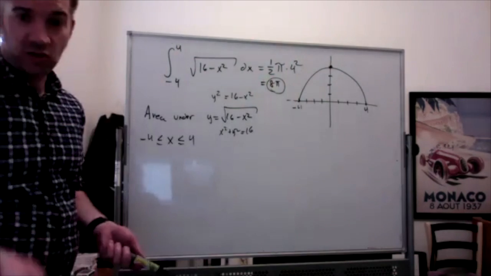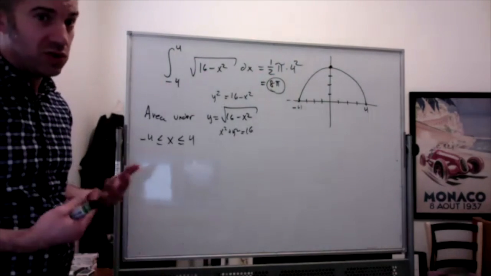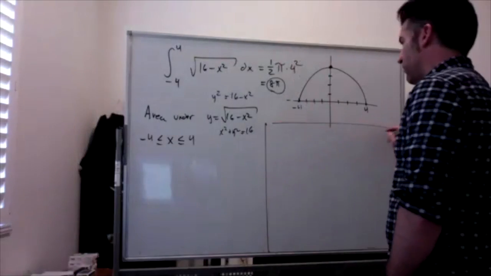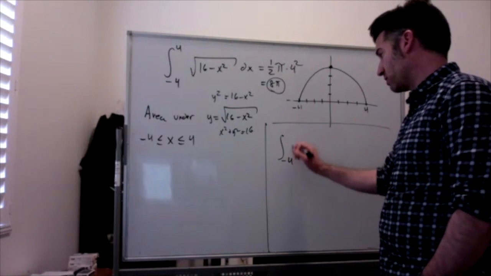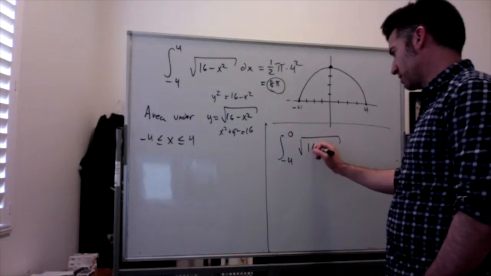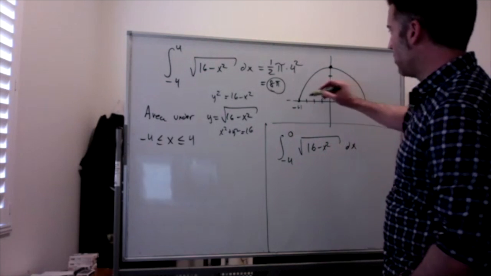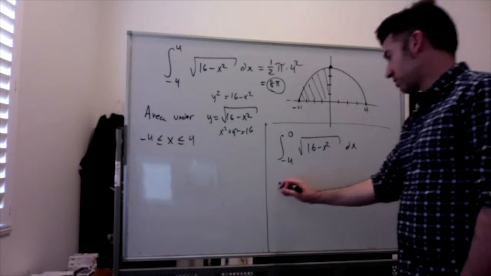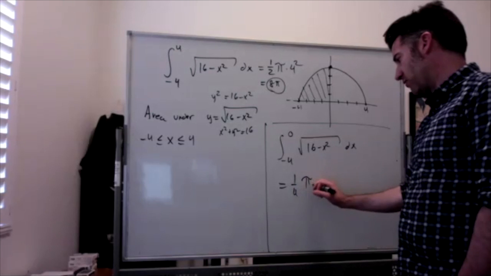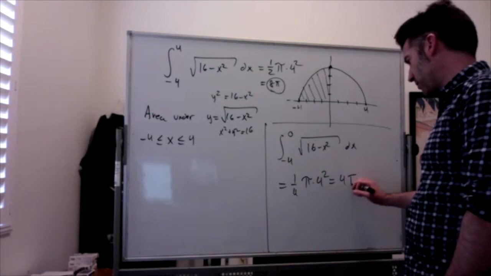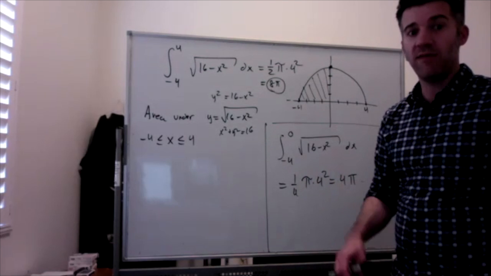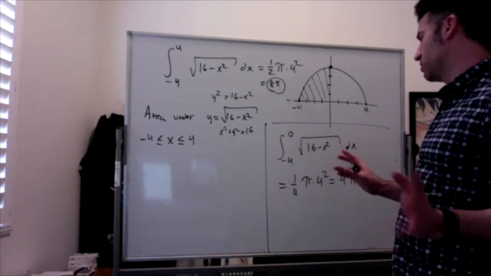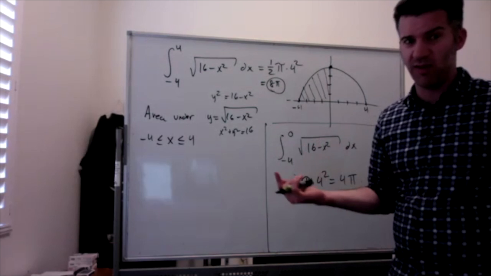So if you recognize something as a circle or a semicircle, you can use your knowledge of the area of a circle. In a similar way, if I was asked to find, say, the integral from -4 to 0 of the square root of 16 minus x squared, I would be like, oh, well, now I'm only finding this area, which is a quarter of a circle. So it's going to be 1/4 the area of the circle, which is just going to be 4 pi. So definitely use the geometric formulas we know to find areas of known shapes rather than trying to.